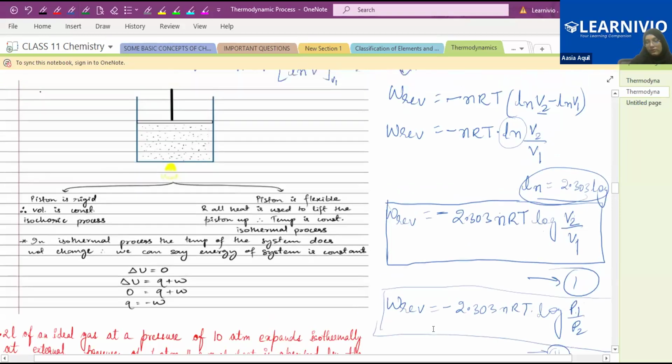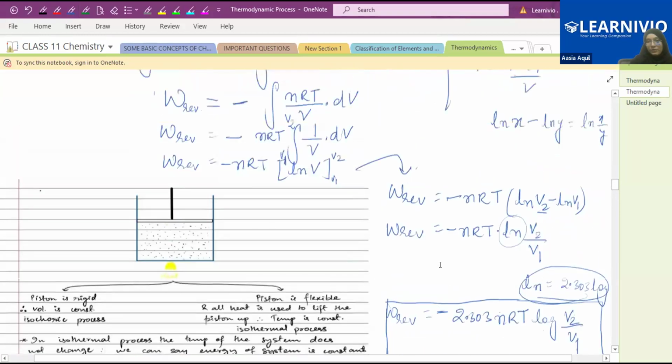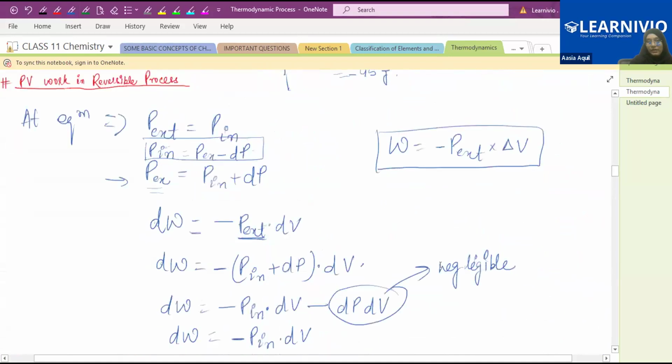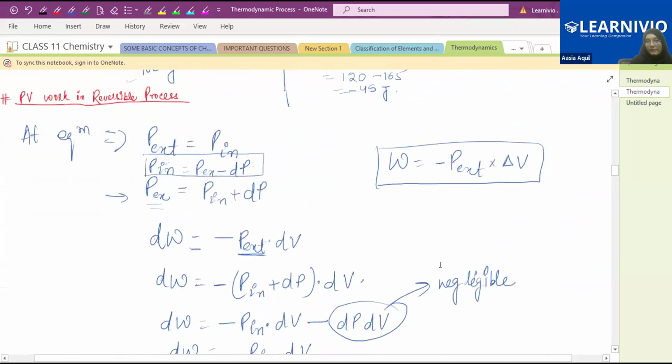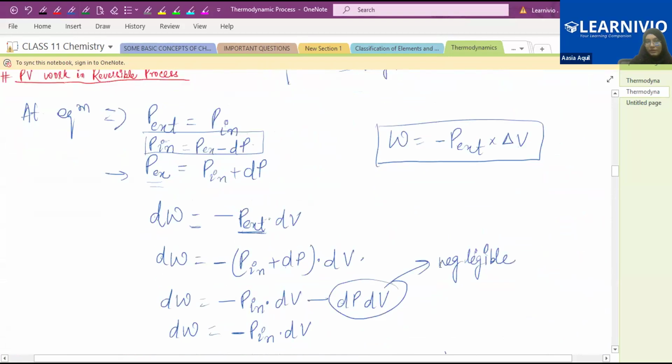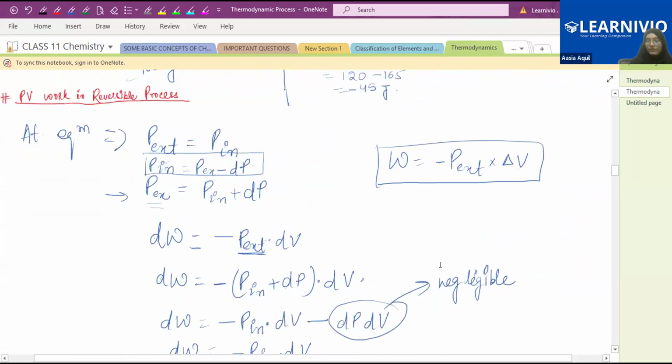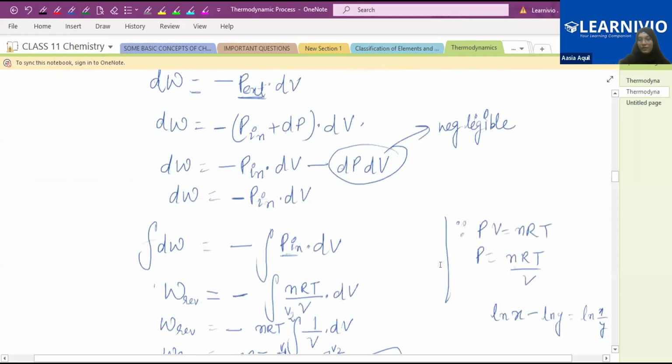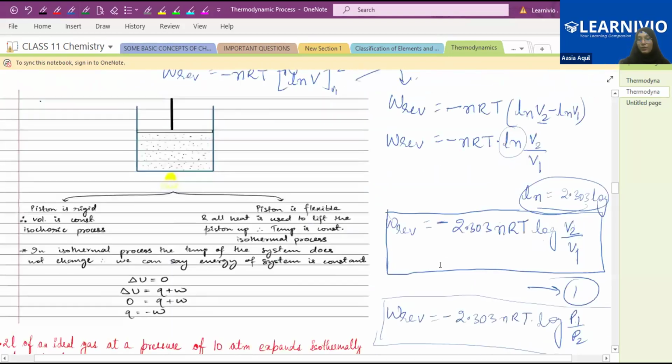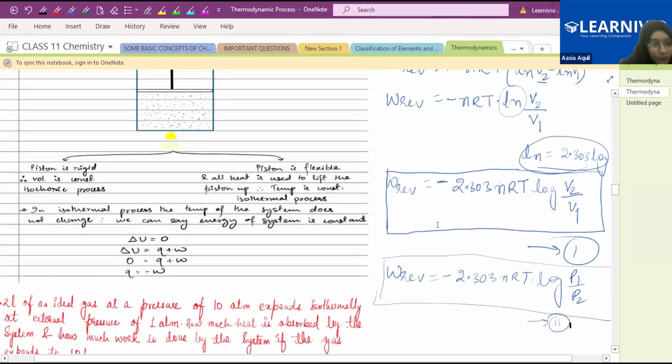Yes, ma'am. Okay, so this is the derivation in the reversible process: what the relation is between pressure, volume and work in the reversible process. That's what we have derived here. So learn these two formulas, it's important. Okay, next one.